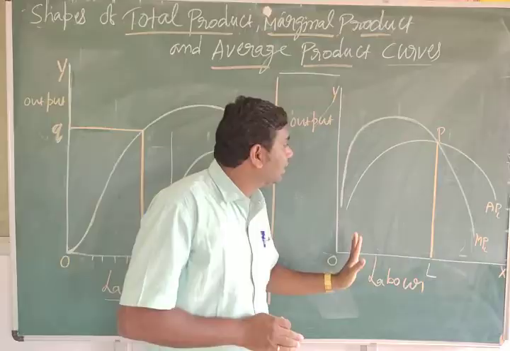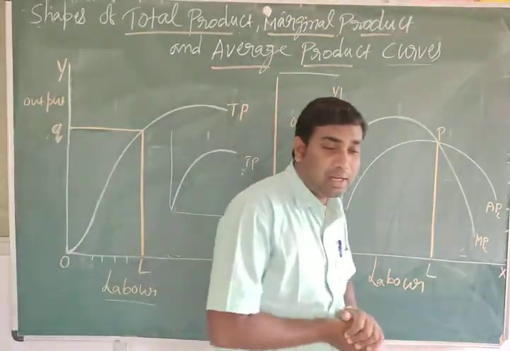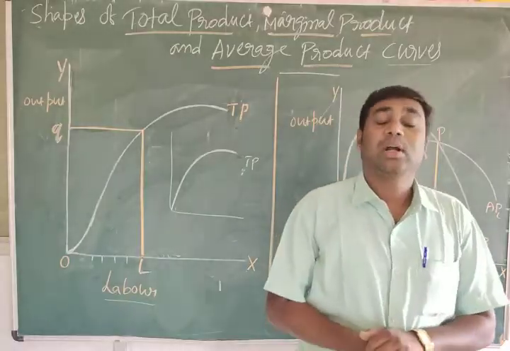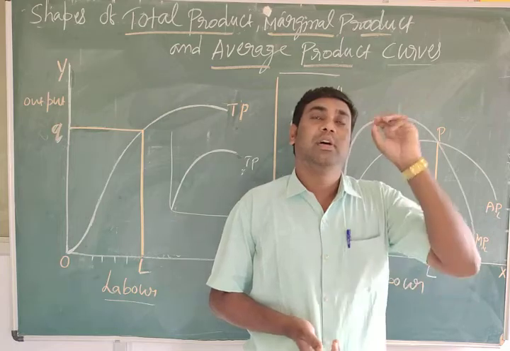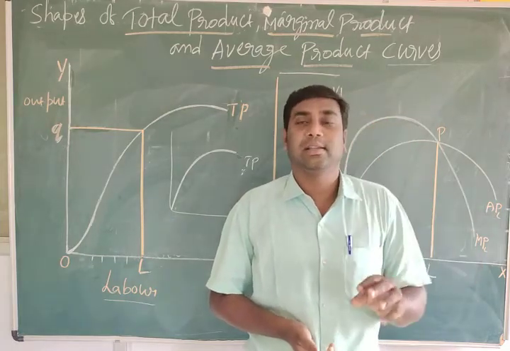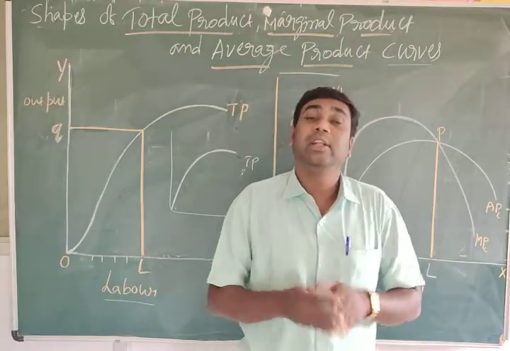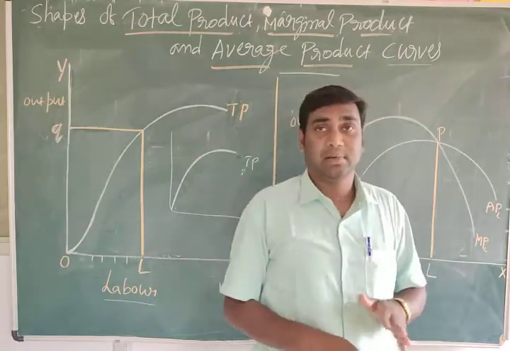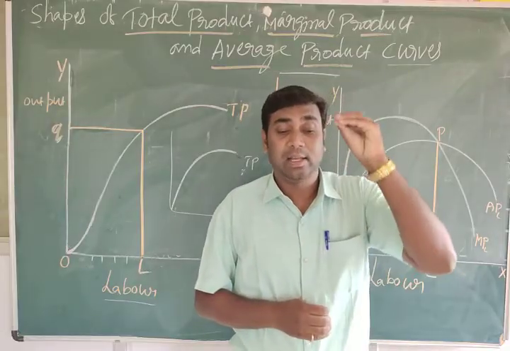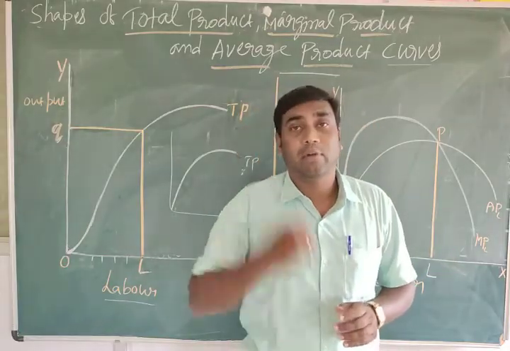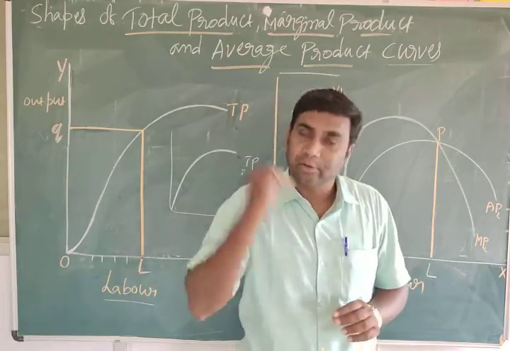And the second and third are the average product and marginal product curves. According to the law of variable proportion, the marginal product increases when the variable input is increasing. Initially it rises, but after a certain level of employment it starts falling.